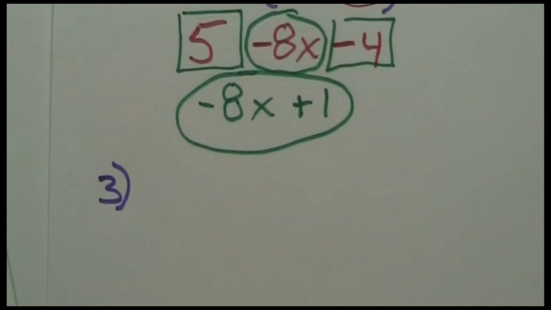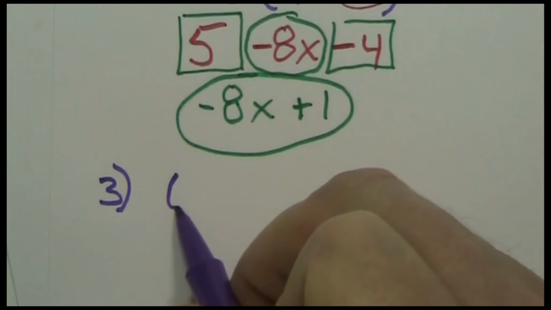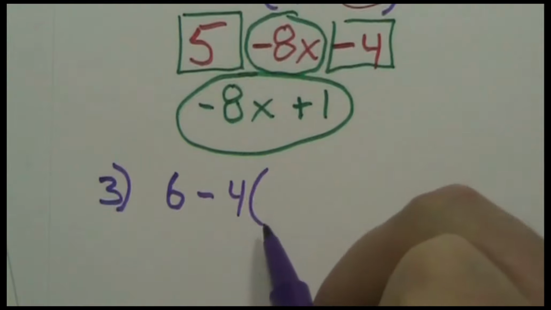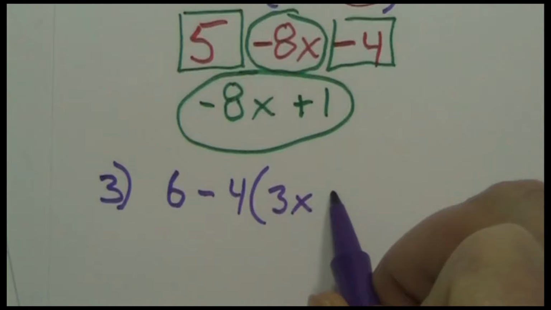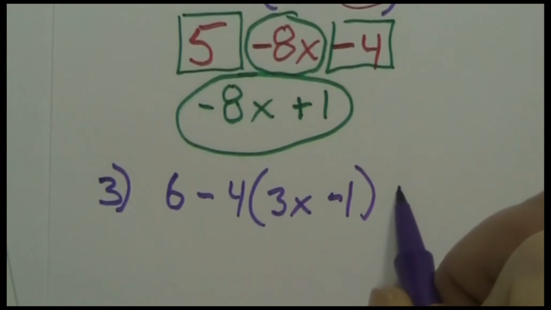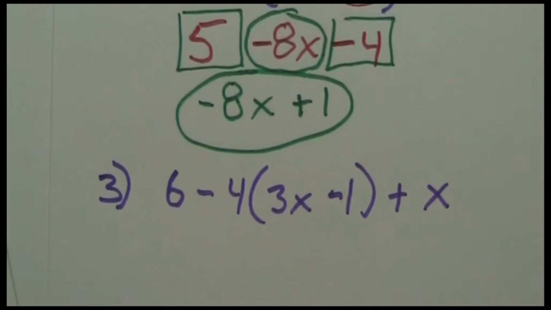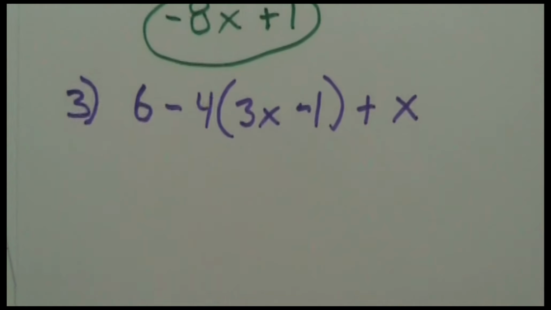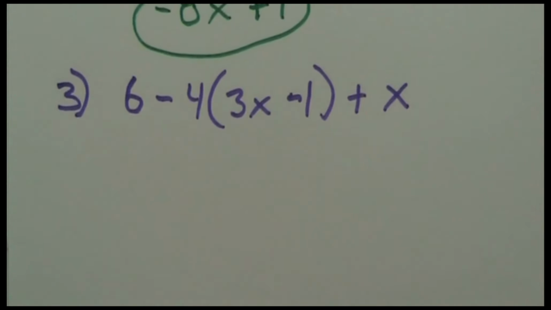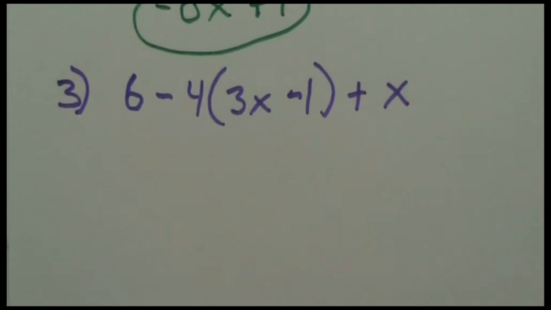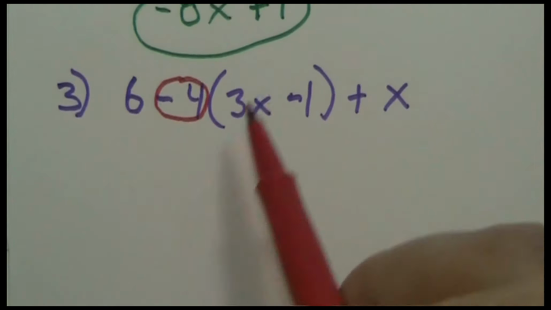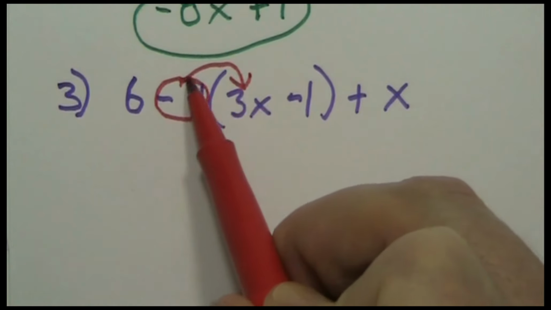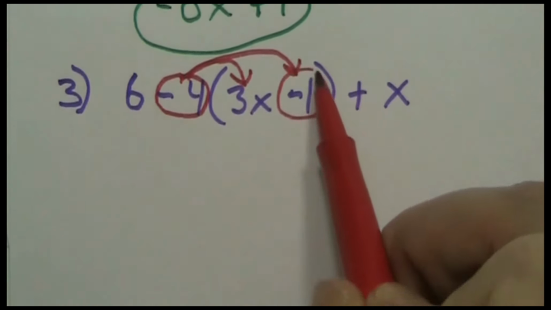All right, so our third problem is similar. 6 minus 4 times 3x minus 1 plus x. Okay, so our first step is to do distributive property. Do not subtract. Do distributive property. That's negative 4 times 3 and then times negative 1.